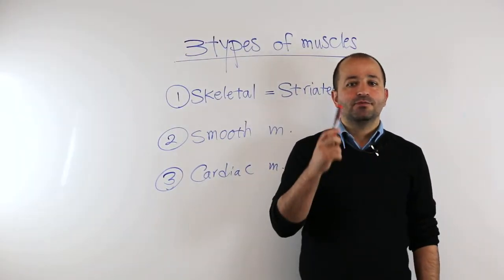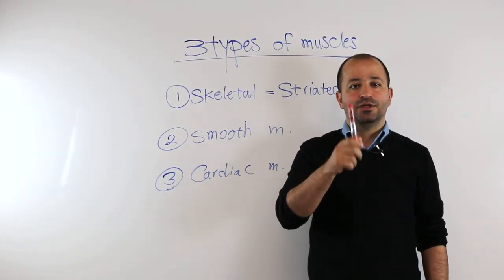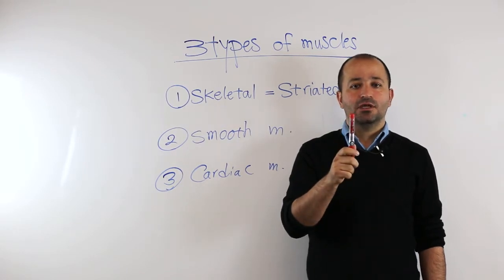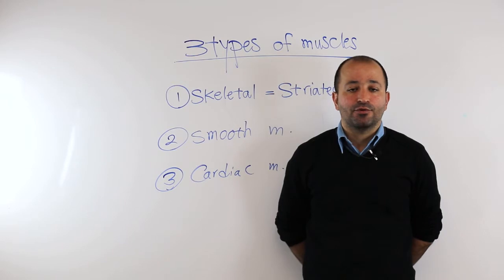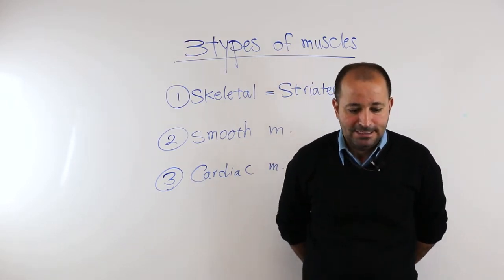There are three types of muscles that we need to know very well. One is called skeletal muscle, or striated. Number two, smooth muscle. Number three is cardiac muscle.